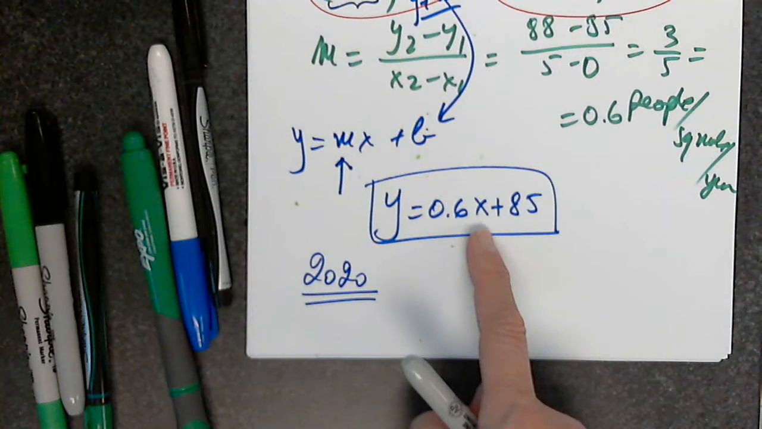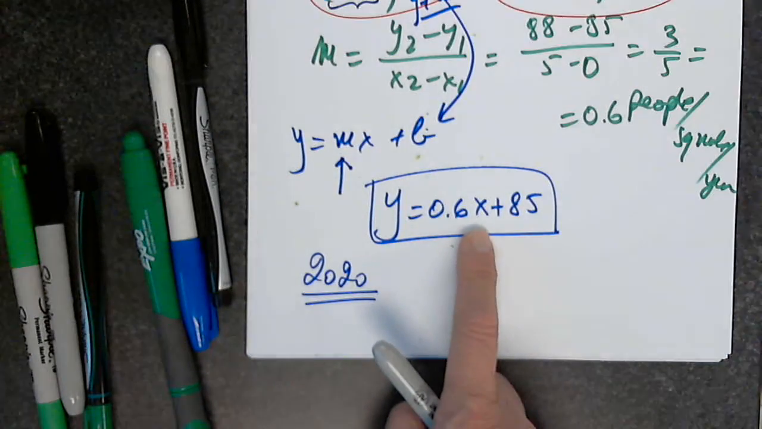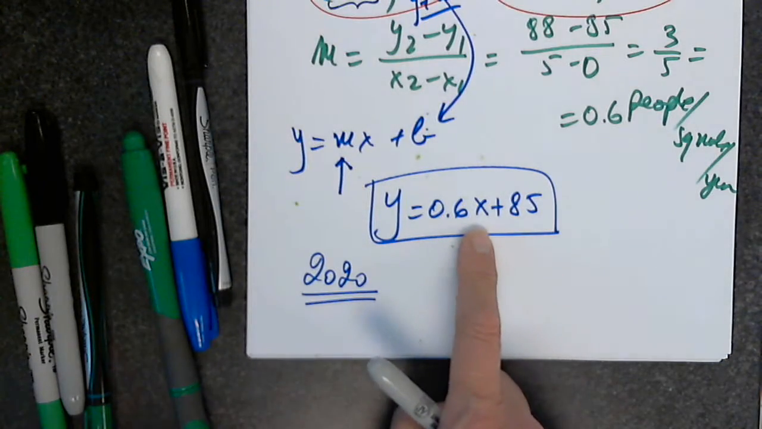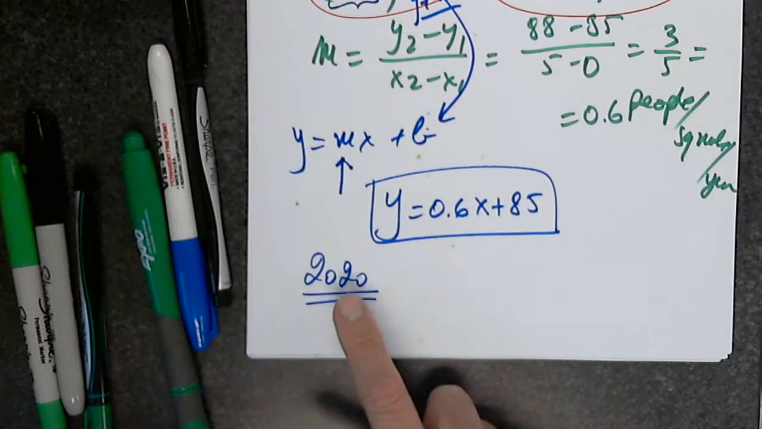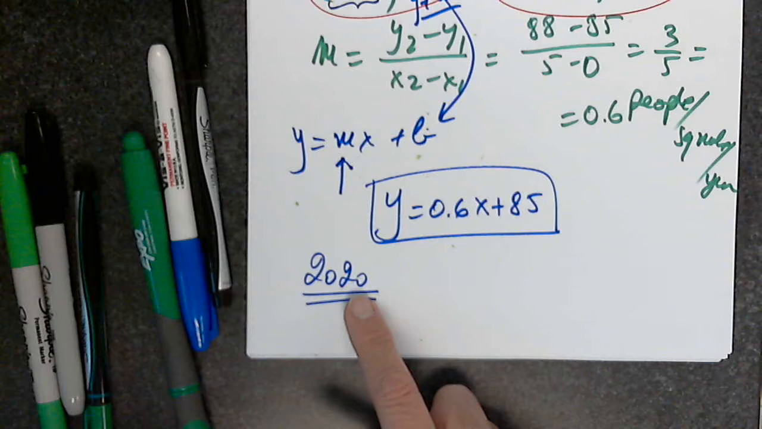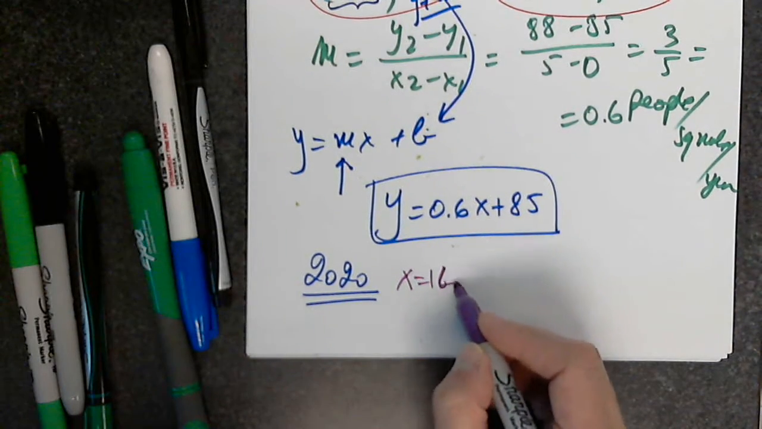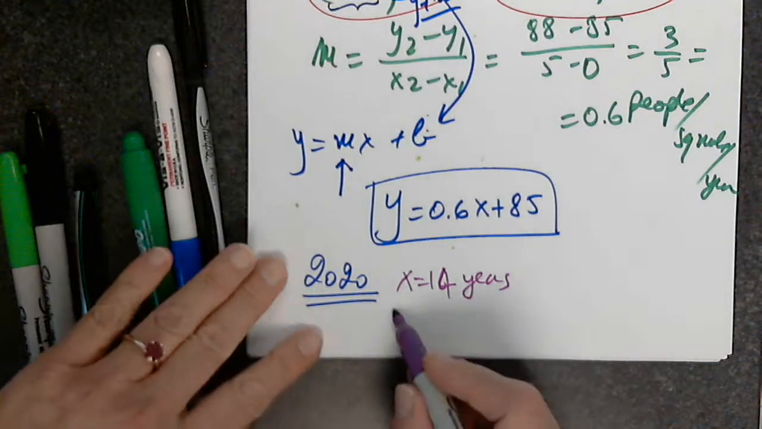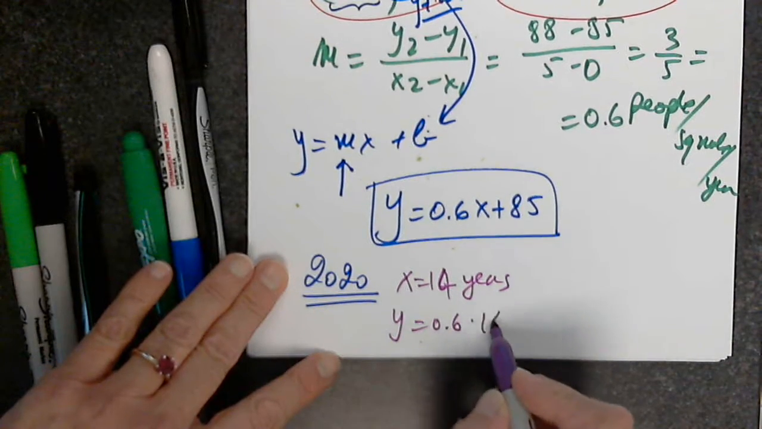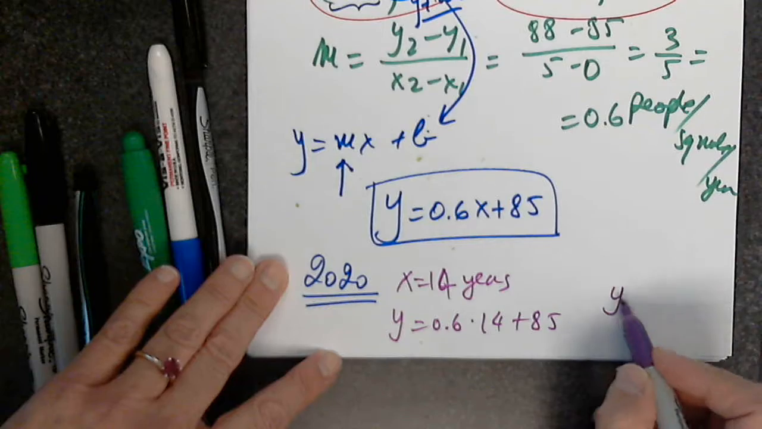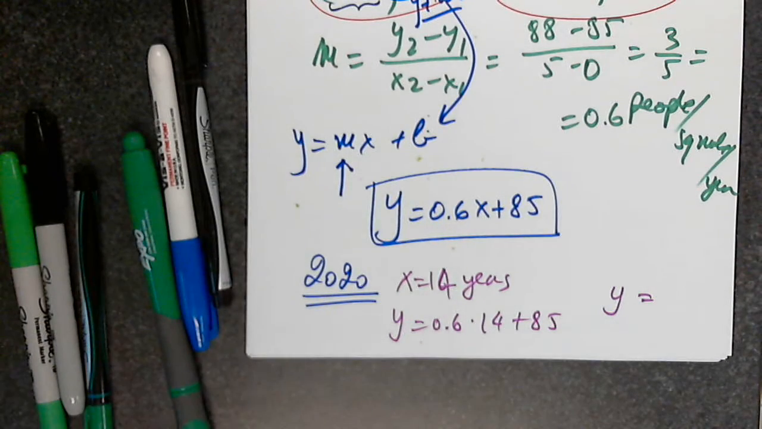I can never put the name of a year in an equation. I shouldn't say never, because some equations could require that, but it's rare. So what is x for 2020? Exactly. X is 14 years. So then y equals 0.6 times 14 plus 85. Can anyone give us this number? 0.6 times 14 plus 85. So we can move on.